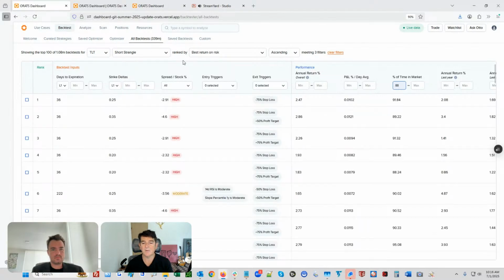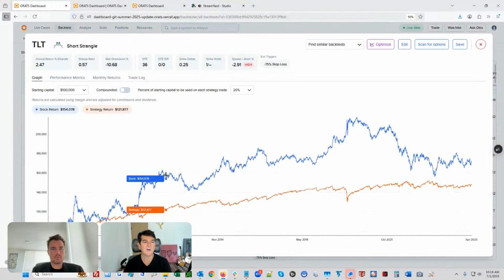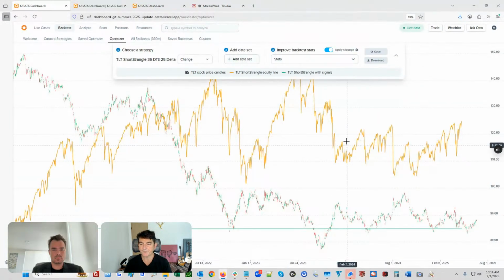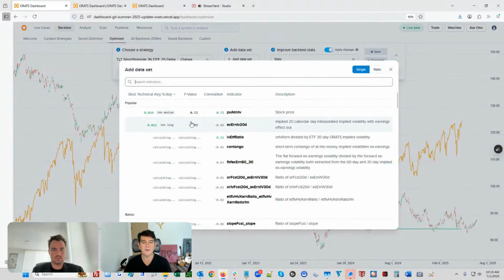And then, again, you want to find strategies that are in the market a fair amount, and we can try to find indicators that improve these. So I could just go in and optimize this. And then, like I said, it takes a second to calculate these. We do a lot of these calculations locally as you're pulling it up. So you might hear my computer in the background.